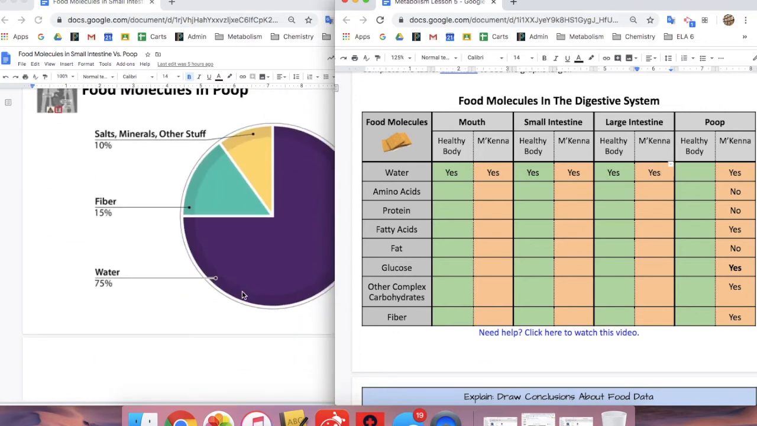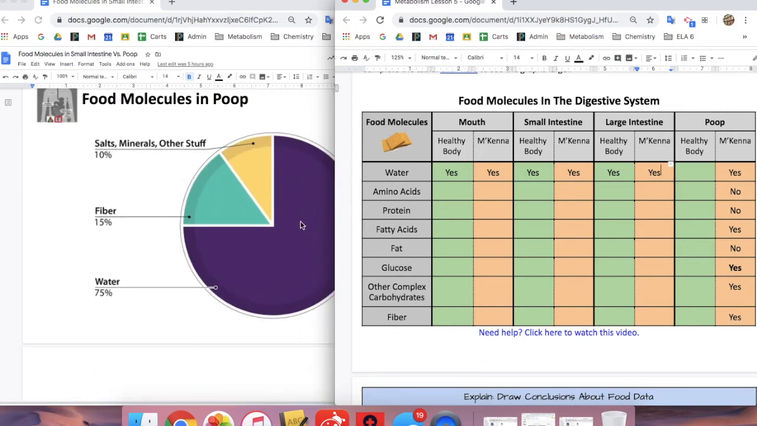Finally, poop. This chart shows me data from a healthy person's poop. I can see there is definitely water in that poop, and we've already filled McKenna out for you. There is definitely water in her poop. So overall, it looks like water molecules in McKenna's digestive system look pretty similar to water molecules in a healthy person's digestive system. How about glucose, which is like sugar?